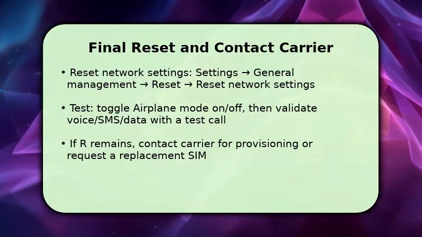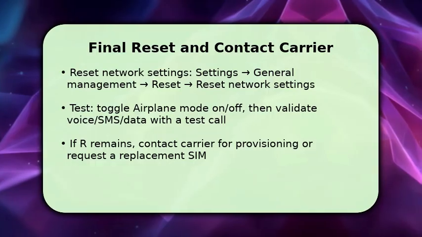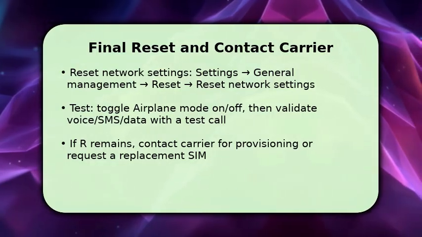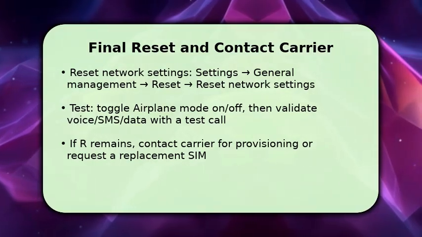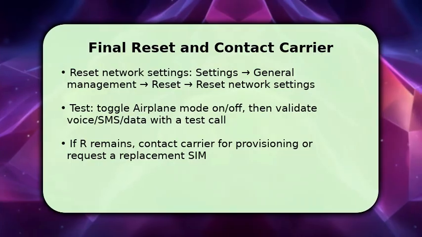If the R still appears, contact your carrier. Ask them to check your subscriber profile and provisioning or to issue a new SIM. One troubleshooting tip: persistent R usually means the carrier must reprovision.